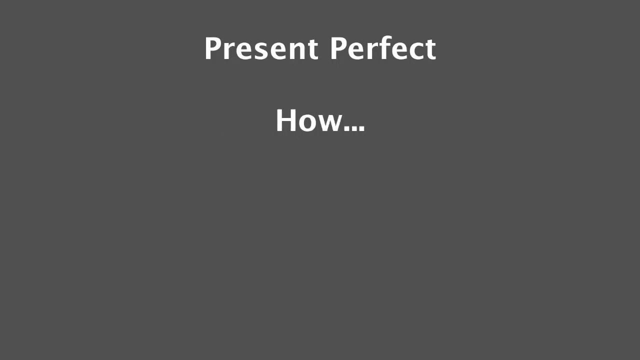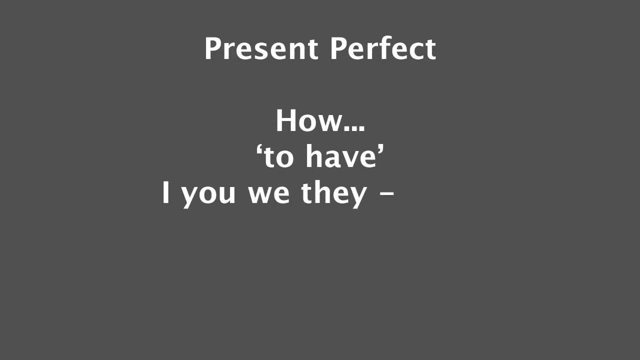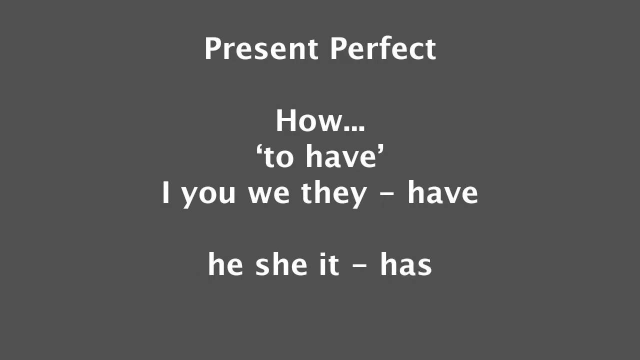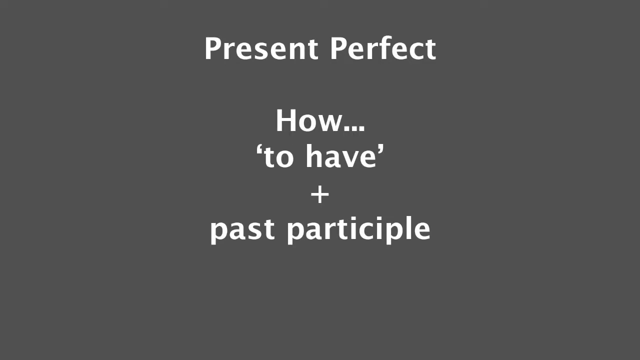For a sentence in the present perfect, we need a couple of things. First of all, we need a form of to have. For I, you, we, and they, we need have. For he, she, and it, we need has. Then we need a past participle.